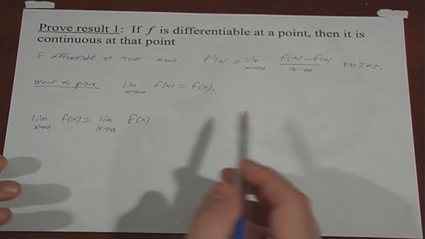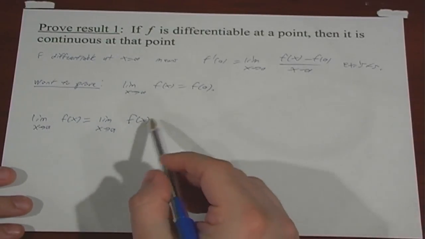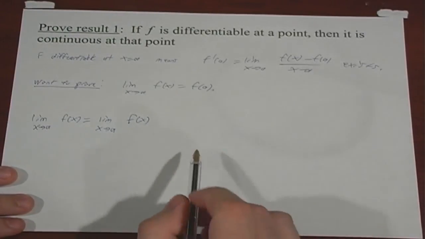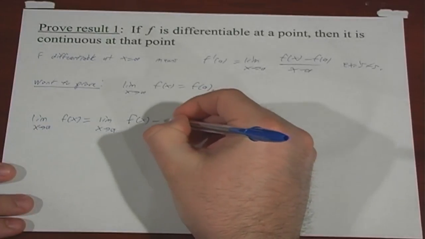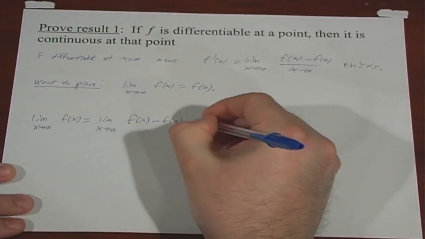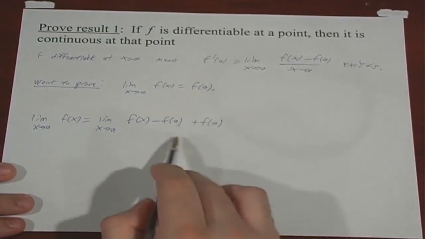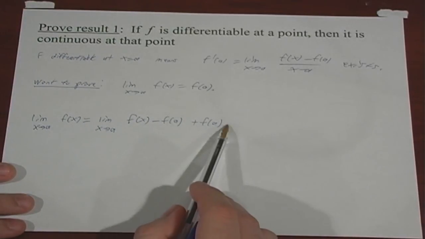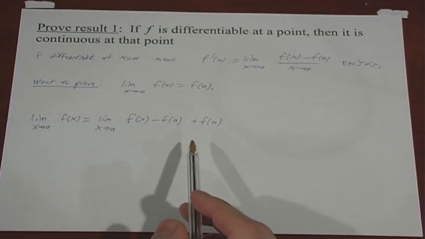And the 1's cancel, so I do get f of x. But I want to do things in a weird way, so I end up with this limit because I know something about this limit. So here's what I'm going to do. I'm going to first minus f of a and add f of a. F of a is just a number. We plugged in a to the function, so this is a number. So I just added and subtracted a number. Okay, so that should be okay.